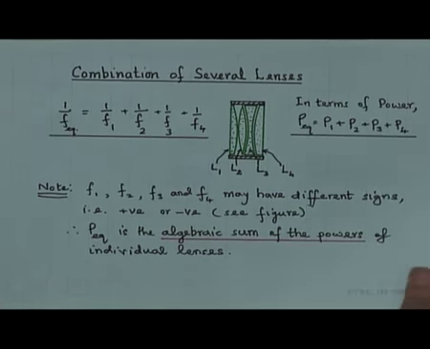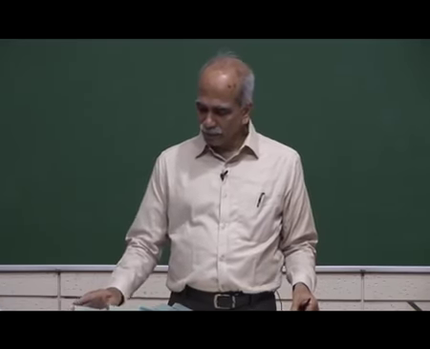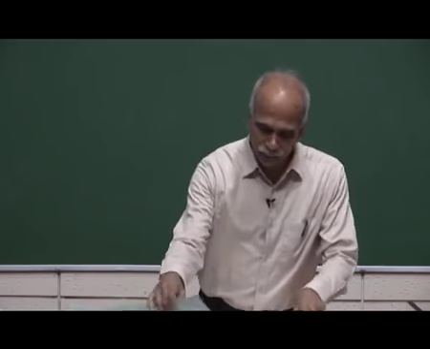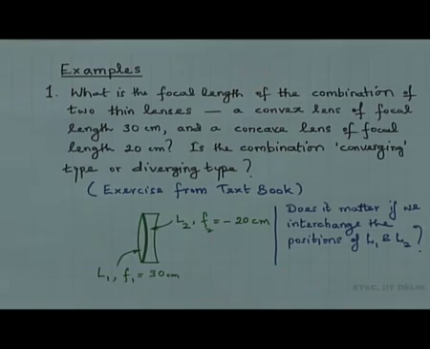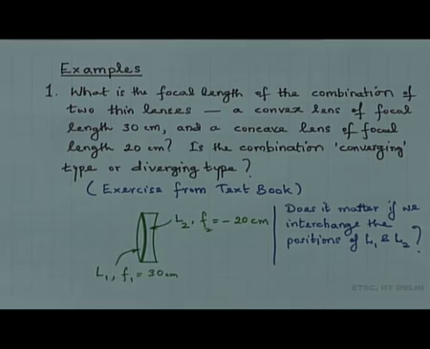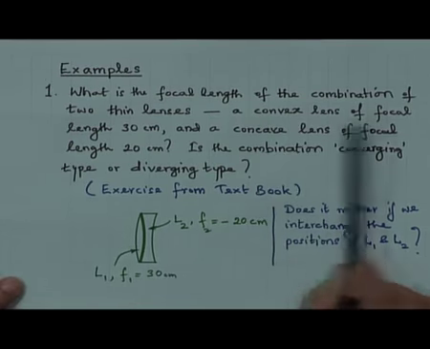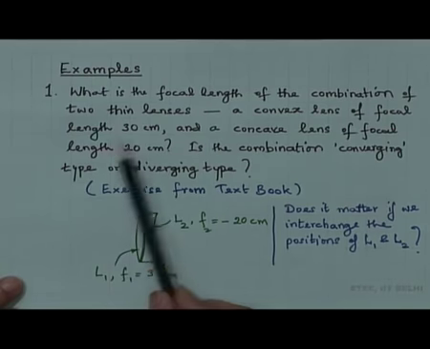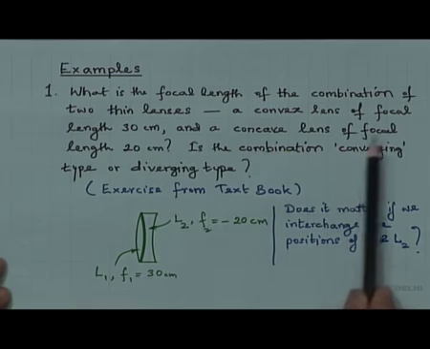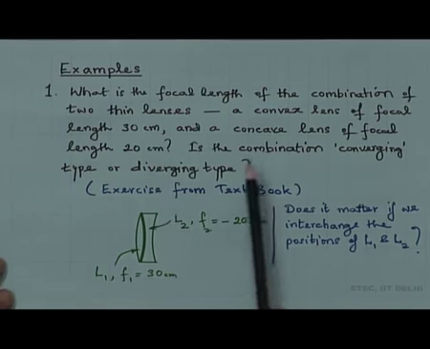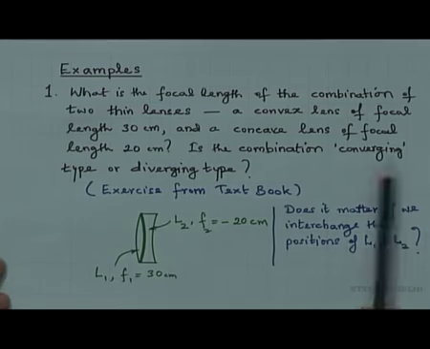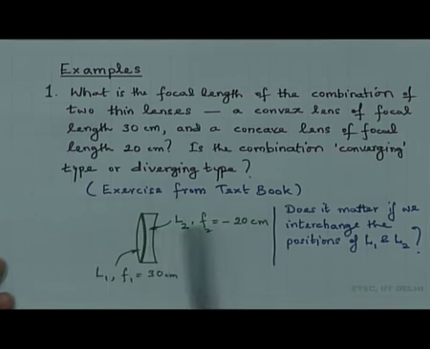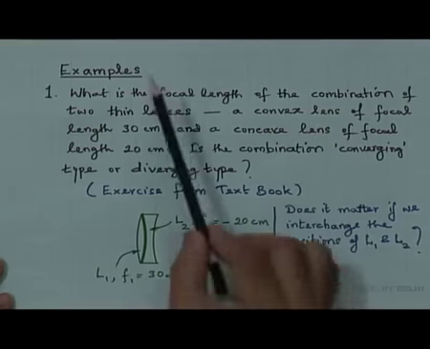Now, let us work out some examples and understand this better. So, let me take a first example here. What is the focal length of the combination of two thin lenses, a convex lens of focal length 30 centimeter and a concave lens of focal length 20 centimeter? Is the combination converging type or diverging type? This is an exercise from the textbook. It is a very simple exercise, but let us start with this.